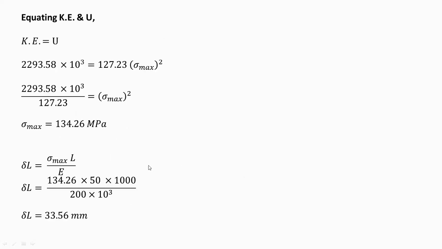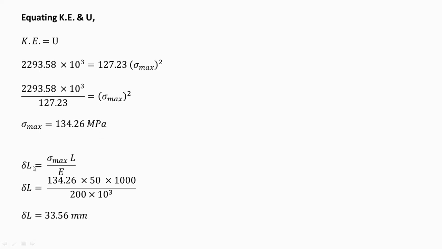Now we know that according to the law of conservation of energy, energy can neither be created nor destroyed, and it will get transferred from one form to another form. So kinetic energy will be equal to strain energy. Transfer this 127.23 term to this side, and then you will get the value of sigma max square, and take the square root of this term. The answer of sigma max should be 134.26 MPa, or Newton per mm square.